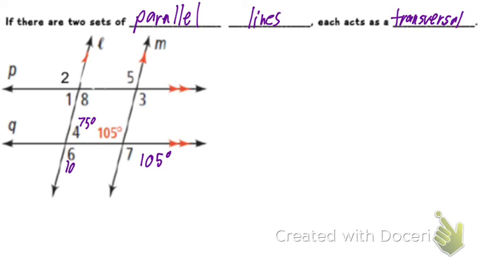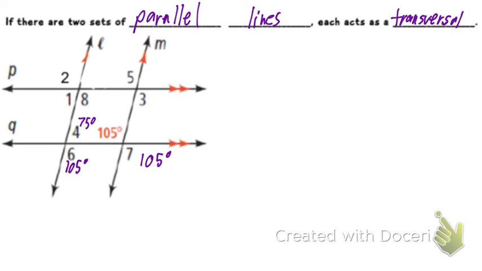105 degrees. Now, could we have found that a different way besides corresponding angles with angle 7? Yes. Could we have said they're alternate interior with the given one? Yes. Could we have said it's a linear pair with angle 4? Yes. So we could have found them a multitude of ways.